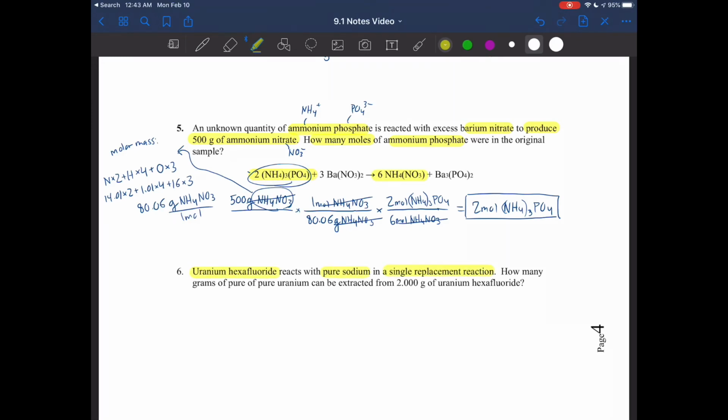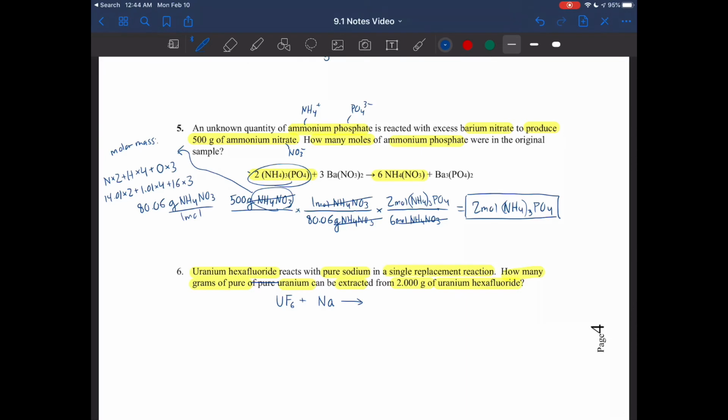All right, final question. Uranium hexafluoride reacts with pure sodium in a single replacement reaction. How many grams of pure uranium can be extracted from 2.000 grams of uranium hexafluoride? So we need a balanced chemical equation to solve this first. Just write out the chemicals. UF6 is that uranium hexafluoride, plus sodium is Na.